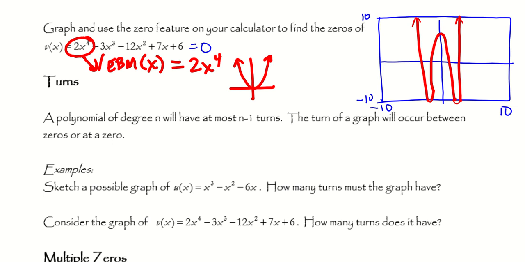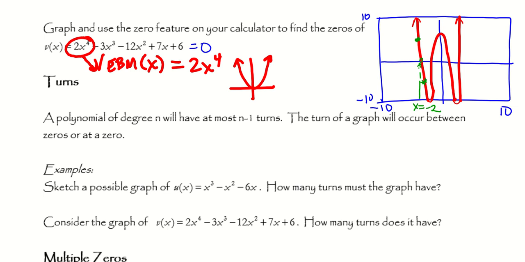So if we use the zero feature of our calculator, so we can do that with second trace, the second option is 0, and we move our cursor left of the 0. So as I move mine, I might move it to about here, right? I'm looking for this 0 right there, and enter that. Then it says right bound, so I'm going to move it to the right of the 0, so maybe about there. Press enter. It says guess. Press enter again, and I get for this that x equals -2.